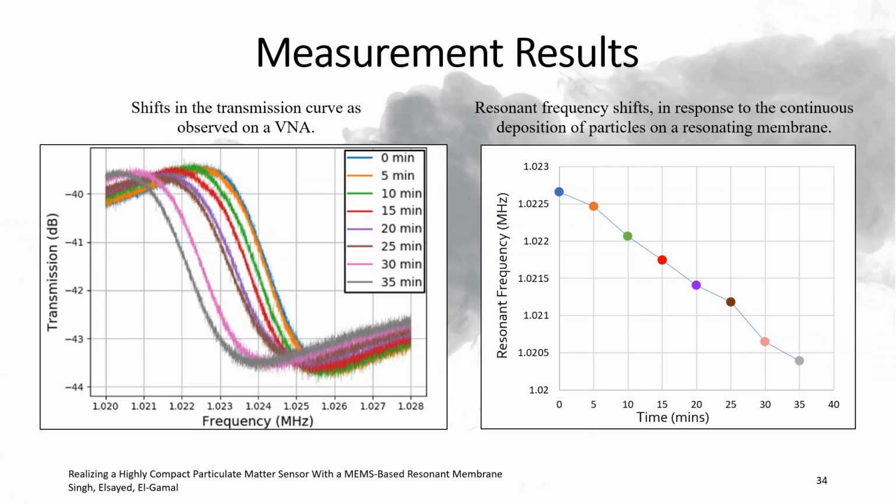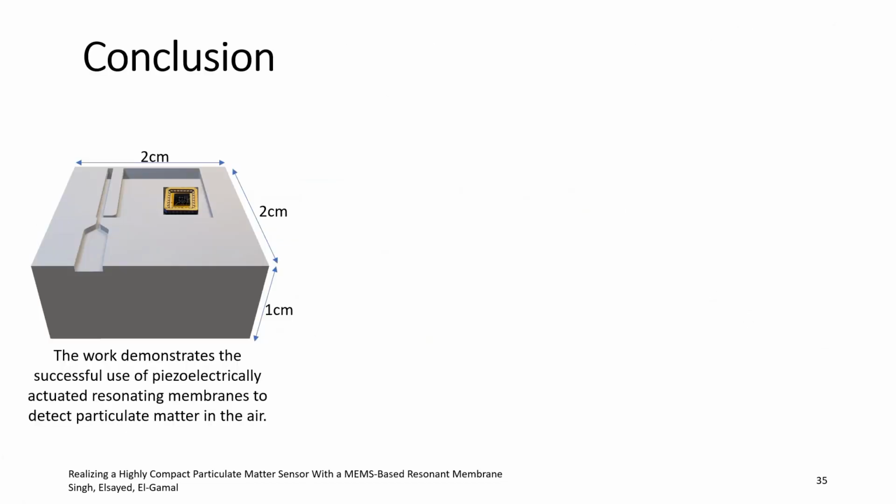There is a small anomaly. This small step in the beginning is because at this time the particles were just starting to originate from the incense stick. And there is this sharp decline in the frequency at about 25 minutes. This was because at this time the incense stick was fully burnt and there was no more accumulation of particles that disturbed the settling. So using this, we have established that piezoelectrically actuated resonating membranes can be used for detecting particulate matter.